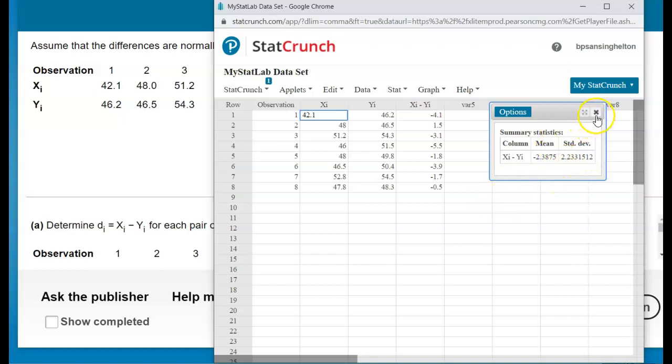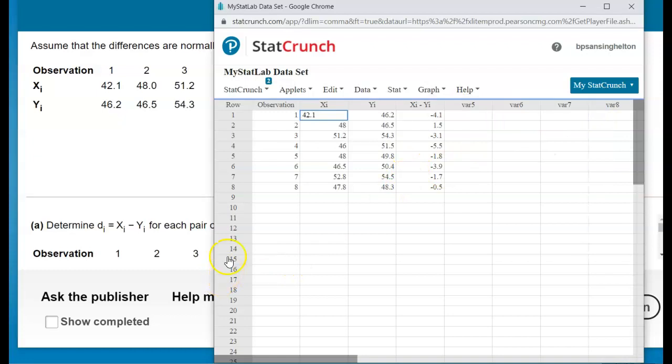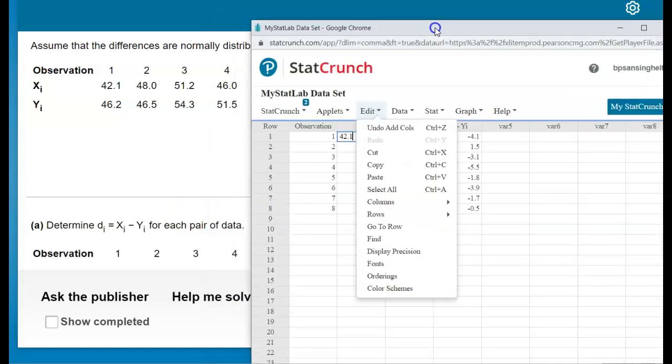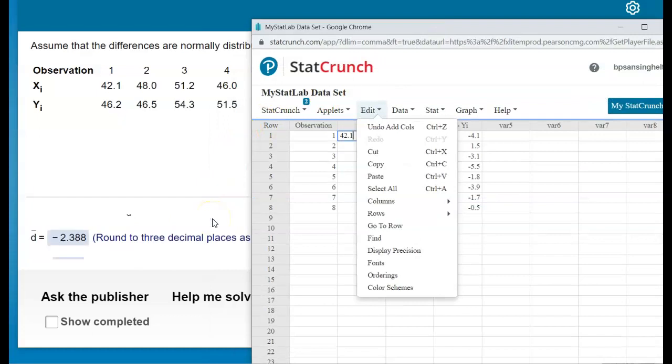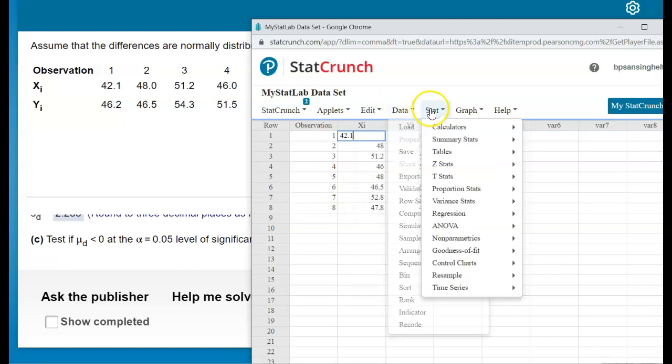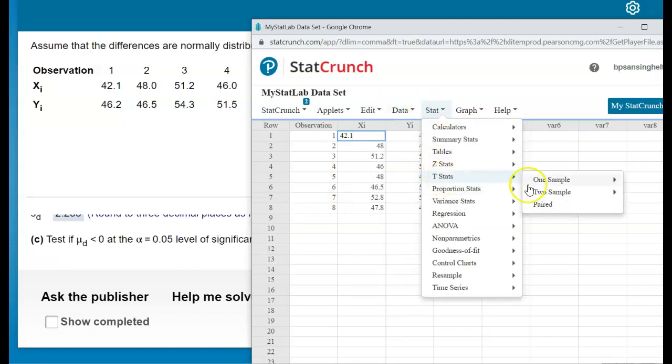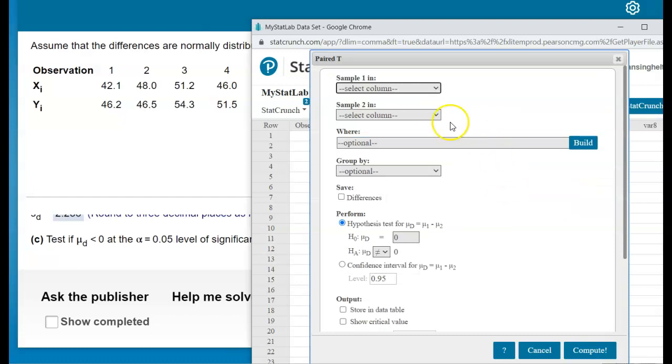All right, so that's one piece. The next piece is to do a hypothesis test. I think they tell us exactly, we're testing to see if the differences are less than 0. With these hypothesis tests, this is a paired t-test. So we're going to do Stat, then T Stats, and then Paired. Our differences, since they were x sub i minus y sub i, our first sample is x sub i and our second sample is y sub i. You've got to do them in the right order.